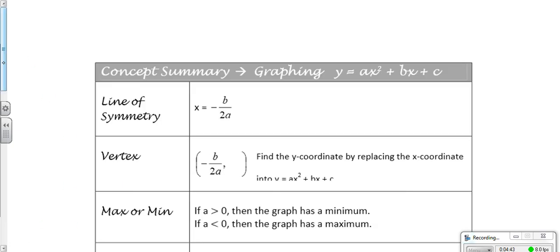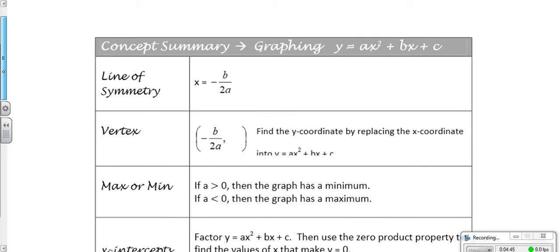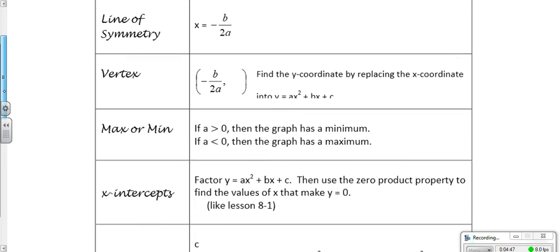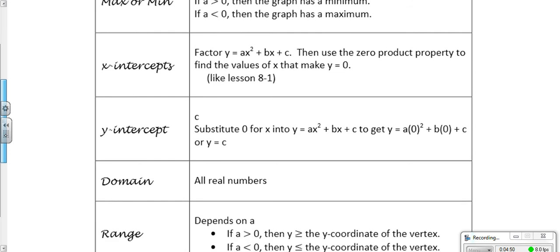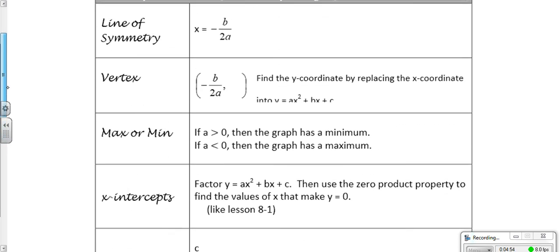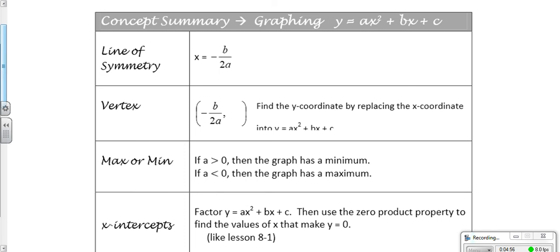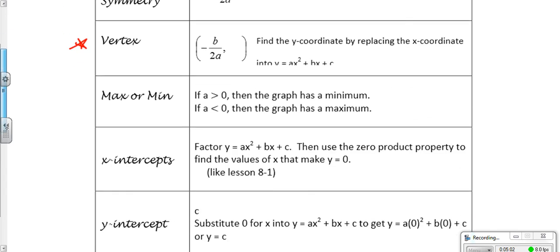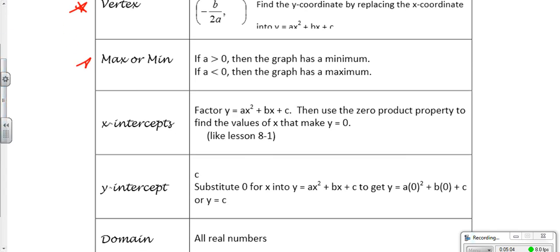Now, this lesson in the notes has a very handy concept summary that you're going to want to have available to you as you go through the whole chapter, really. So we have a lot of information here. We've already talked about the line of symmetry, the vertex, and the max or min, and again a nice handy little reference here to help you remember.